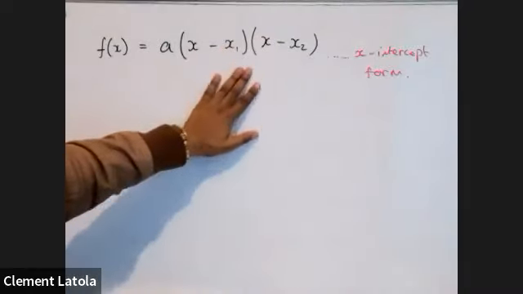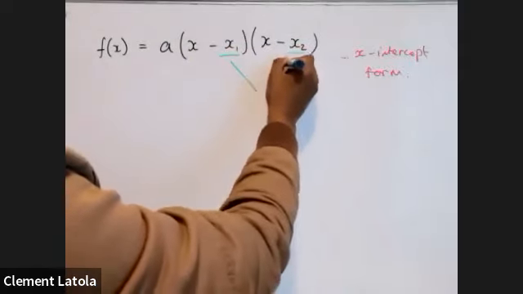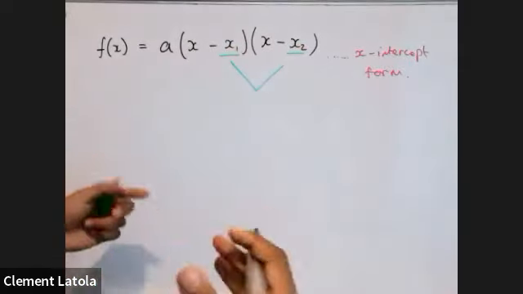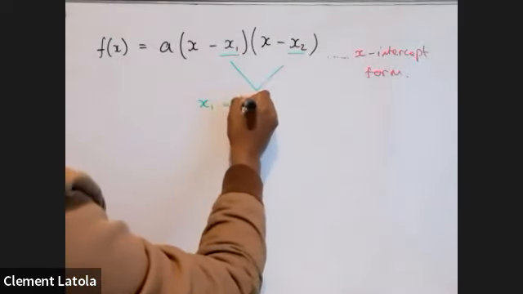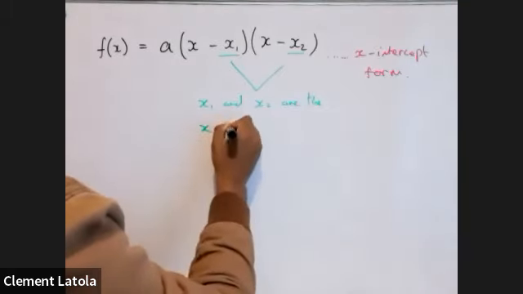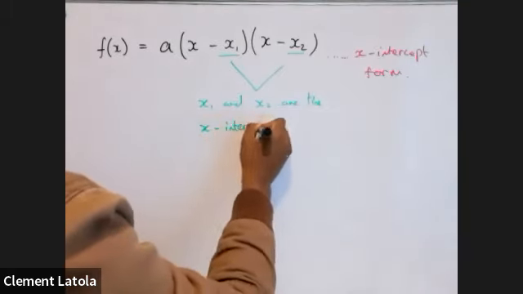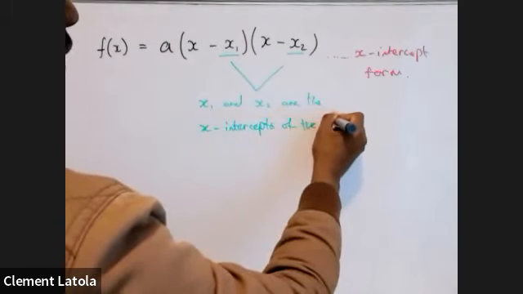Let's have a look at this. Okay, so this is pretty simple. These x1 and x2 are the x-intercepts of the parabola. So x1 and x2 are the x-intercepts of the parabola.